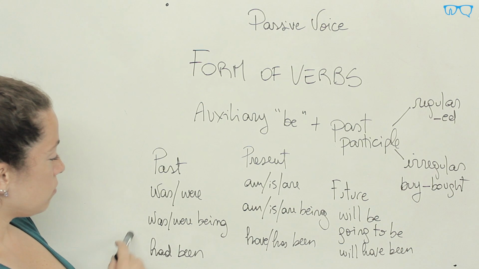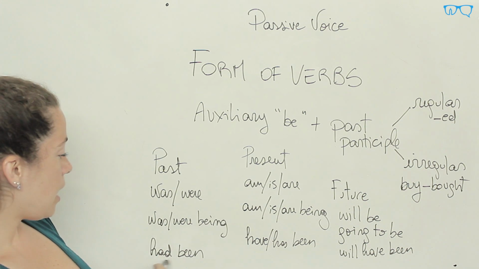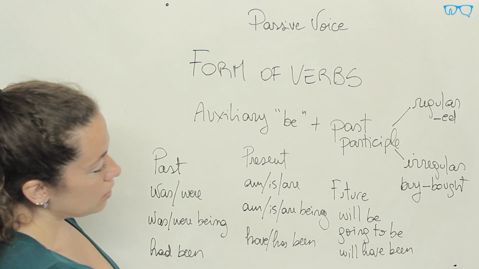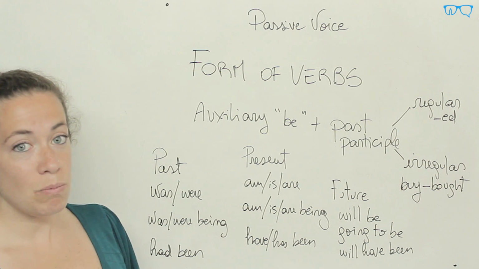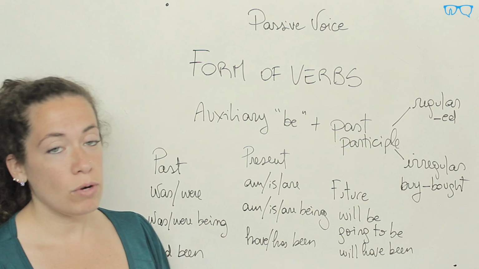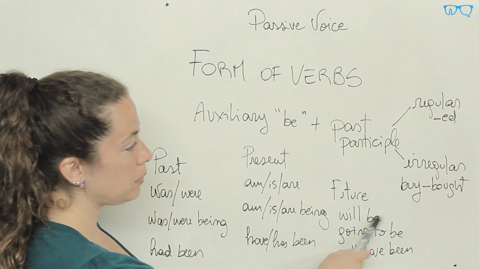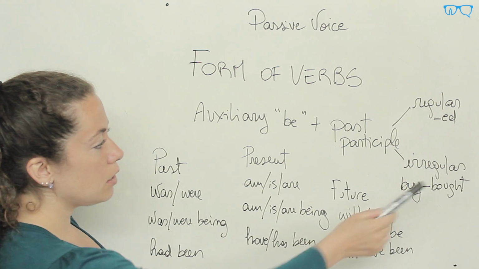And then for the rest of the cases, was being, were being, had been, plus the past participle, and for the present. These are all the forms that the auxiliary be may take in all the tenses, okay? To this we have to add the past participle. For example, will be bought, or, I don't know, is being bought.